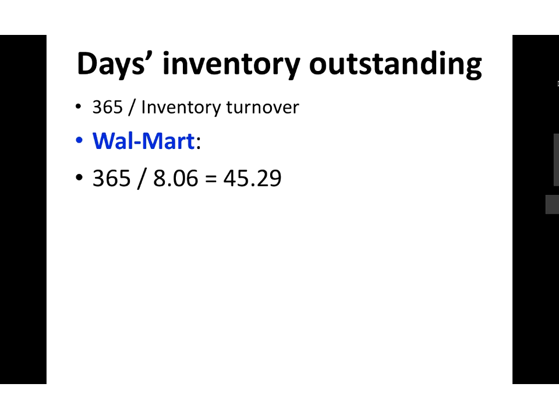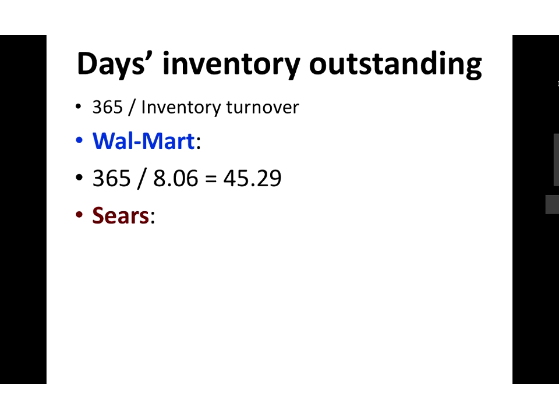So for Walmart, 365 divided by their 8 inventory turnover, 45 days. So on average, it takes Walmart 45 days to turn over their inventory, 45 days on average to sell an item. That's averaging everything. So then let's look at Sears.